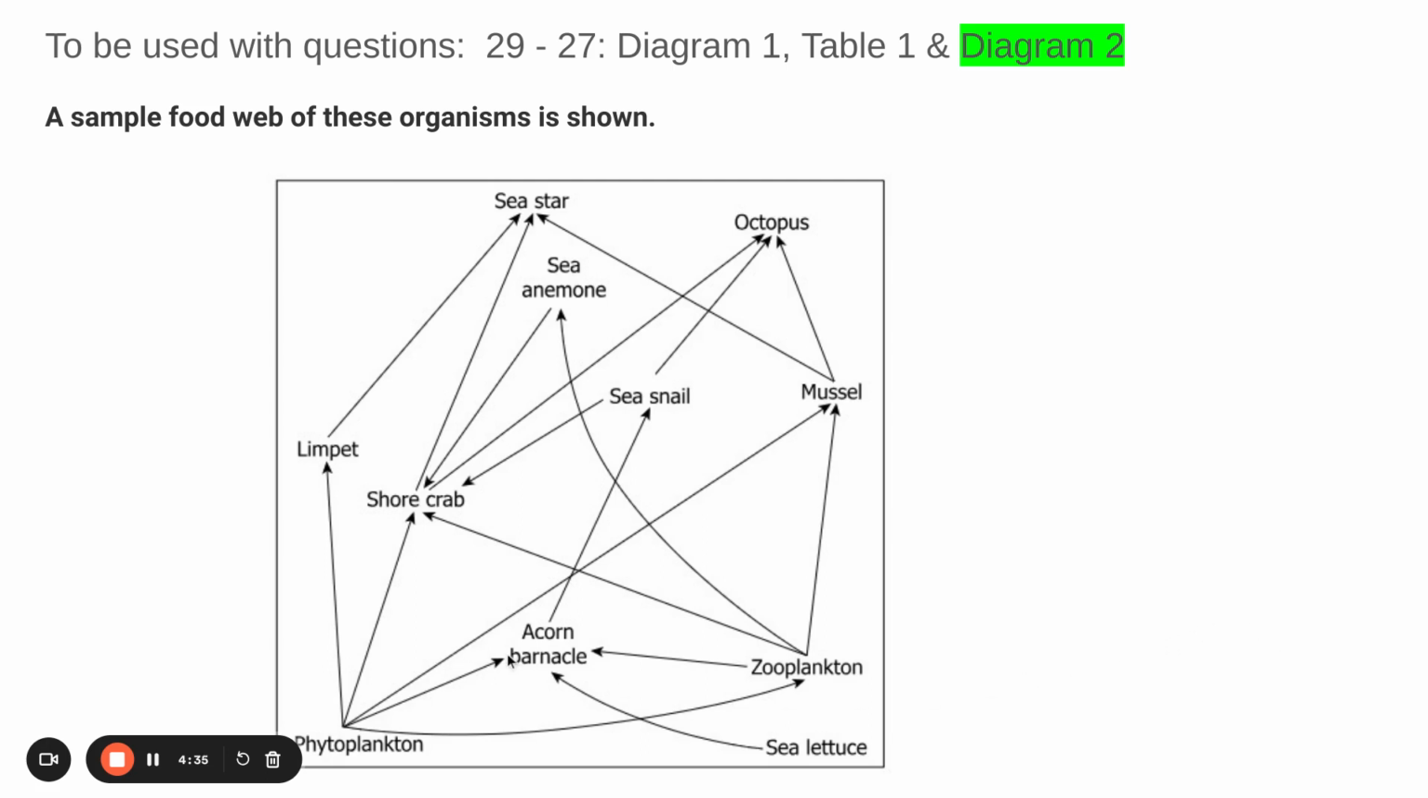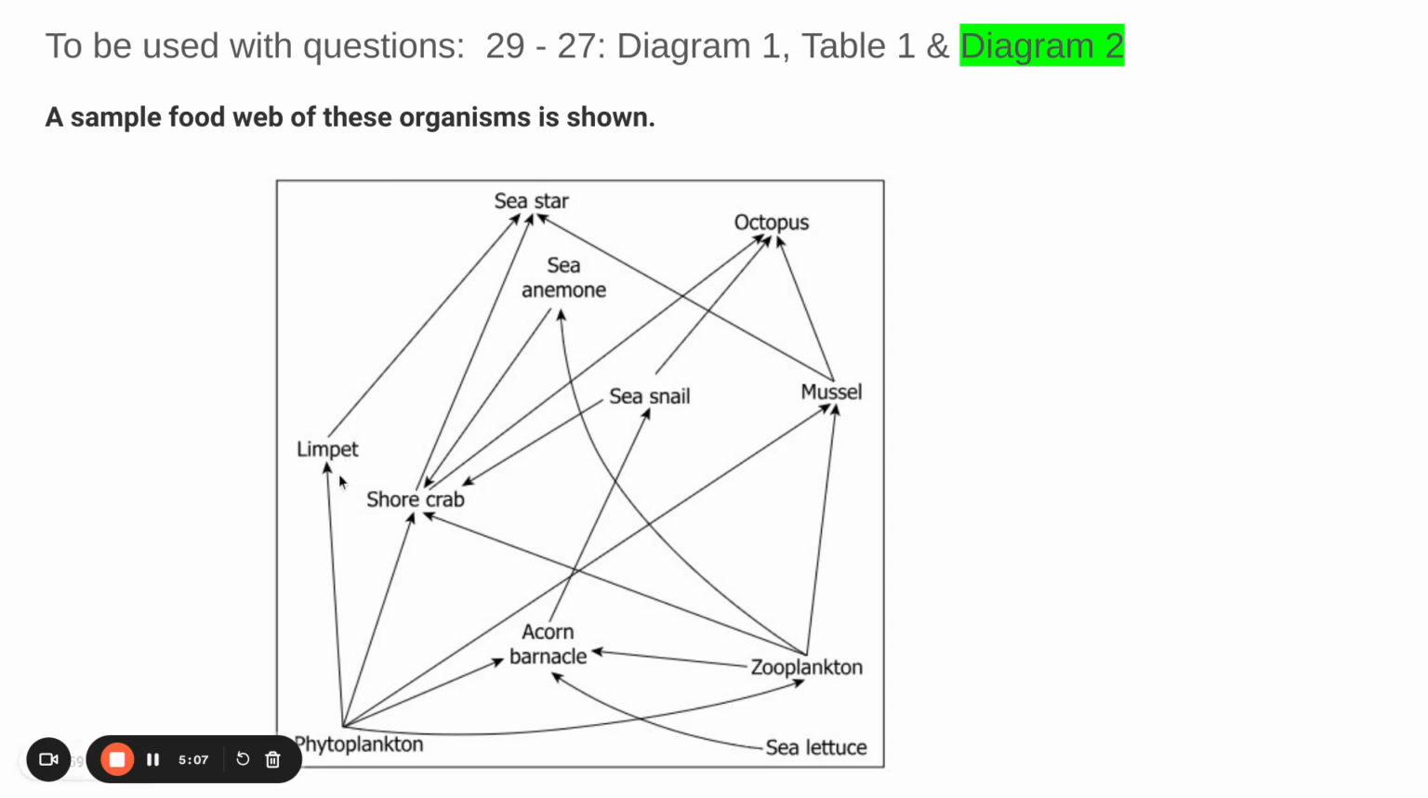Oh, acorn barnacle. Let's see. Mussel. The octopus is a secondary consumer. Who else are our choices? I've lost my concentration. We've got, I can't remember, guys. My brain's muddled.